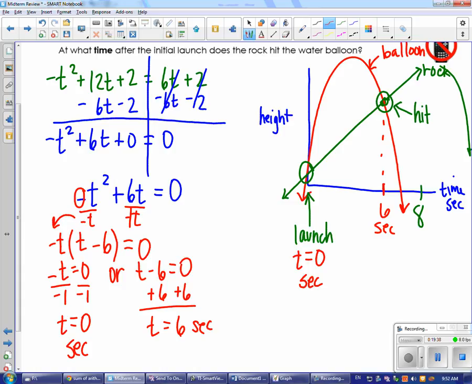So you only want to select one of these answers, and since it's telling me the time after the initial launch, I know that t equals 0 is not going to be the solution I want. I want the t equals 6 seconds.